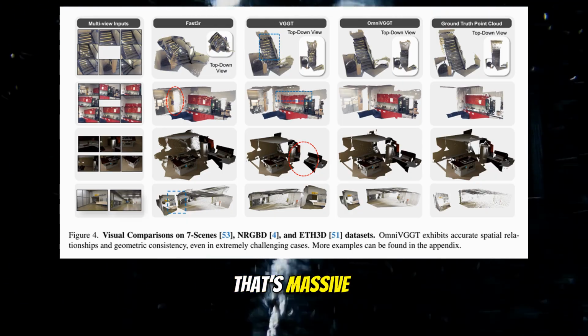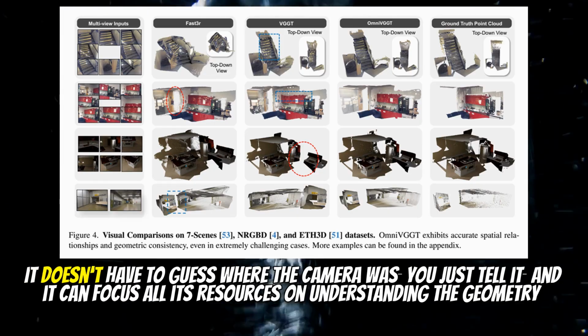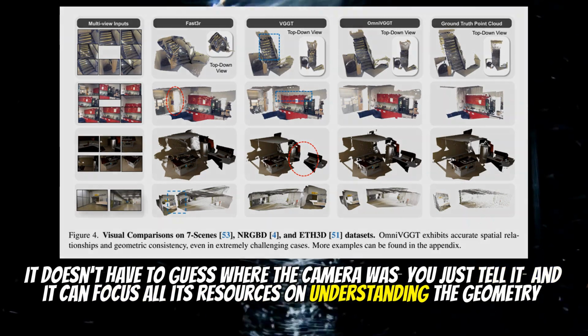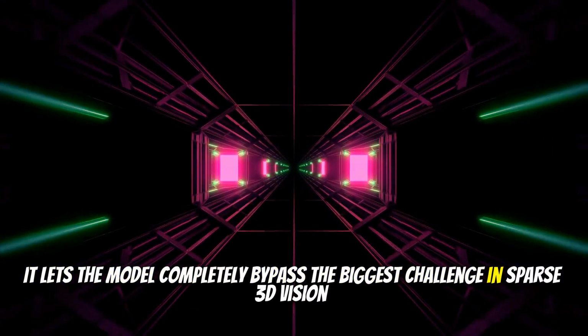Wow, that's massive. It basically proves that the known pose acts like a map for the model. It doesn't have to guess where the camera was, you just tell it, and it can focus all its resources on understanding the geometry. Precisely. It lets the model completely bypass the biggest challenge in sparse 3D vision.